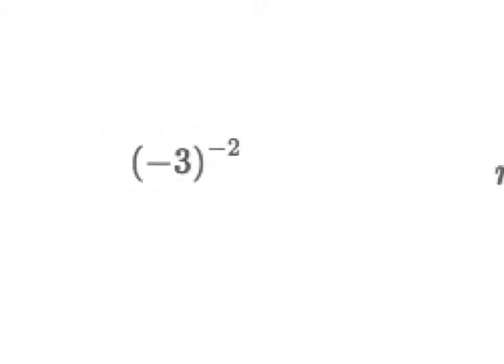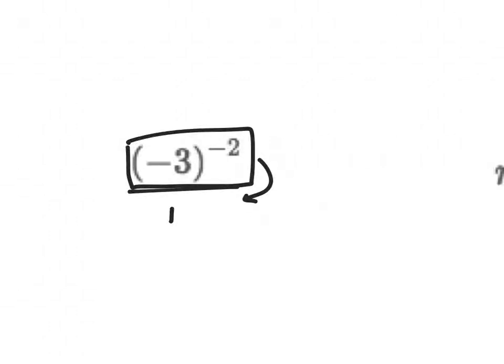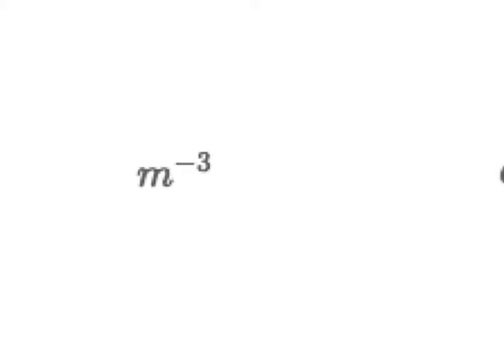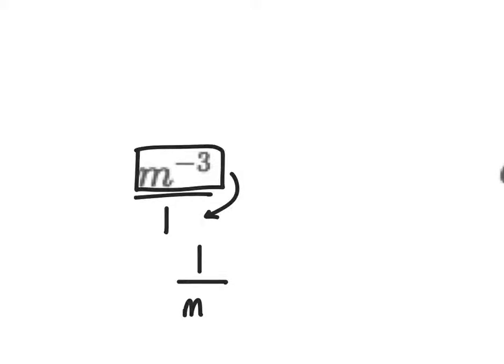On this one, same kind of thing. I put this over 1, because it has a negative exponent. I'm going to move it down into my denominator. I'm going to write this as 1 over the quantity negative 3 squared, and that's my answer. On this one, m to the negative third power, again, I'm going to put this over 1, take this whole value, move it to my denominator, and make it positive. So this is going to be 1 over m cubed, and that's my answer.